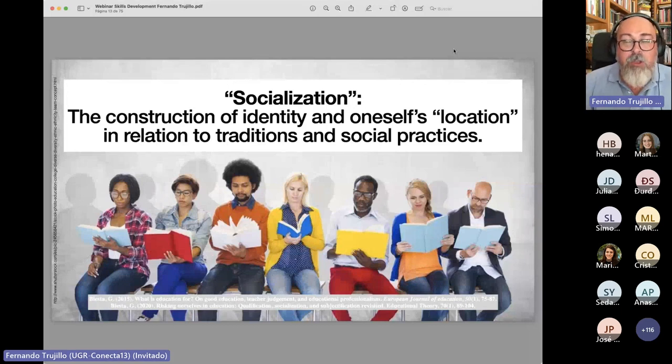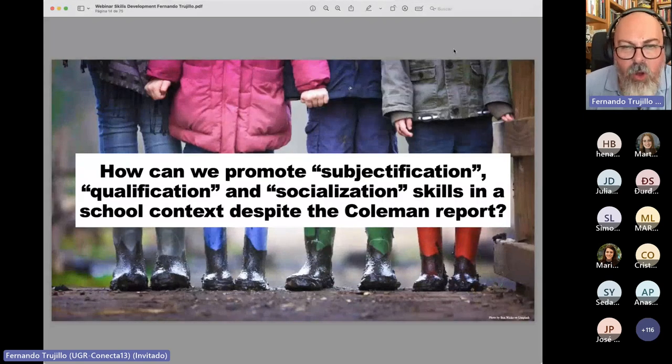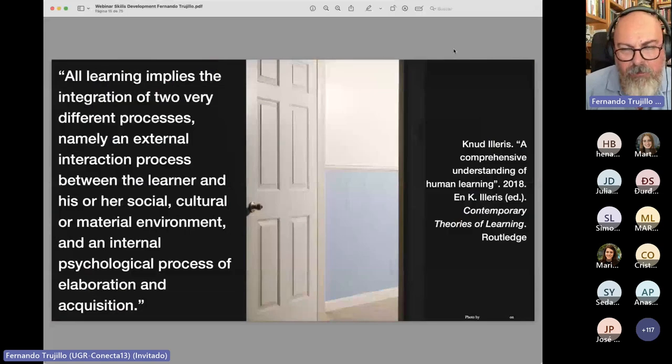Socialization, meaning the construction of identity and one's location in relation to others, in relation to traditions and social practices. These are the three domains, according to Gert Biesta: subjectification, qualification, socialization. So how can we promote subjectification skills, qualification skills, and socialization skills in a school context, despite the Coleman report? That is the question we want to try and answer today.